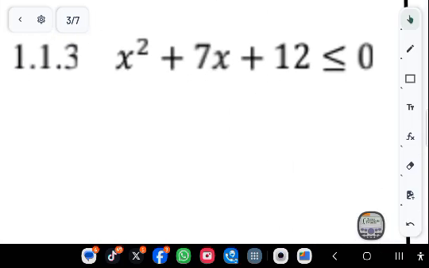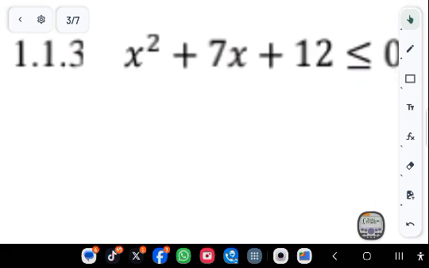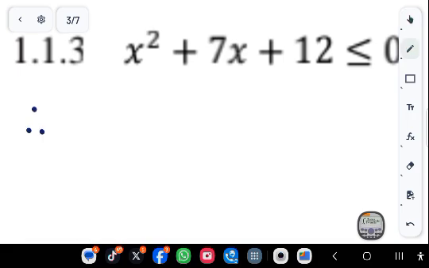Solve this inequality. The inequality, step number 1, you factorize.